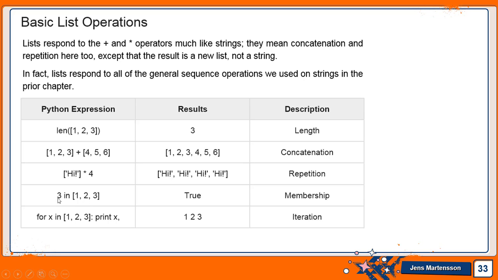You can check if any item exists in a list by using the in keyword. 3 in [1, 2, 3] gives you true. This is membership. You can also repeat a loop for any list. For x in the list [1, 2, 3], print x, it will give you 1, 2, 3. This is iteration.